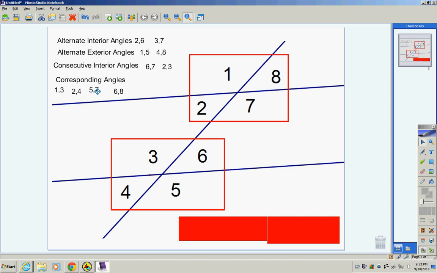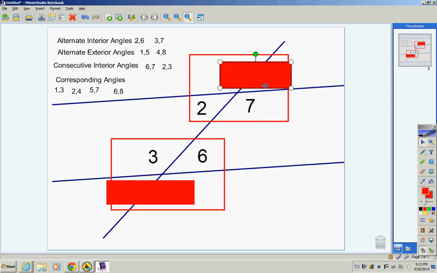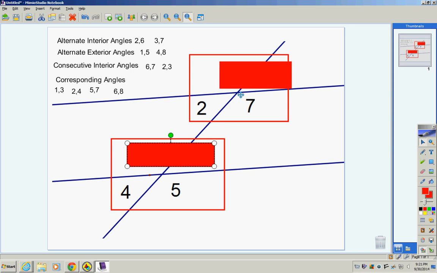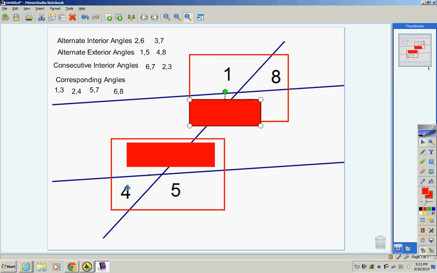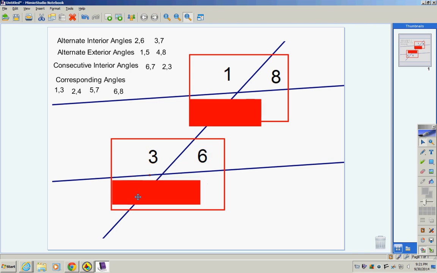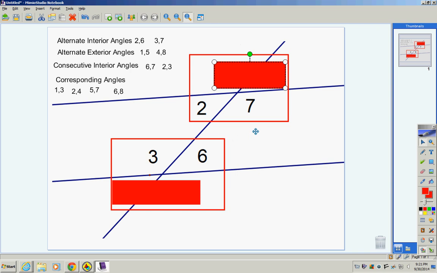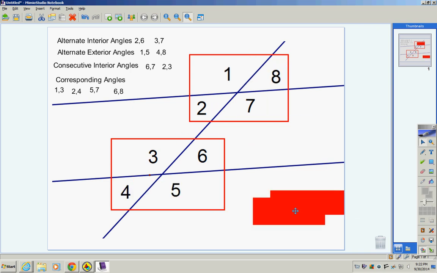All right. So let's recap here. Alternate interior angles are angles that are inside, 2 and 6, 3 and 7. Alternate exterior angles would be 1 and 5, 4 and 8, alternate spots. Consecutive interior are next to each other without anything separating them. So 6 and 7 and 2 and 3. And corresponding are in the same position. 1 and 3, 2 and 4, 8 and 6, 7 and 5.